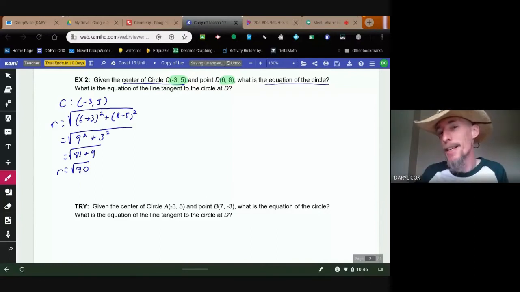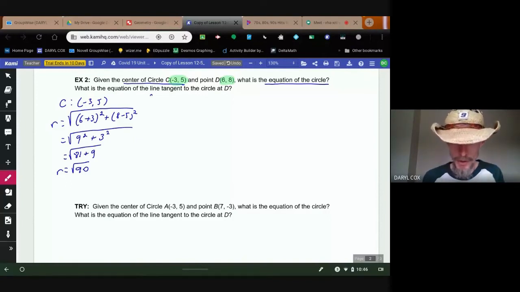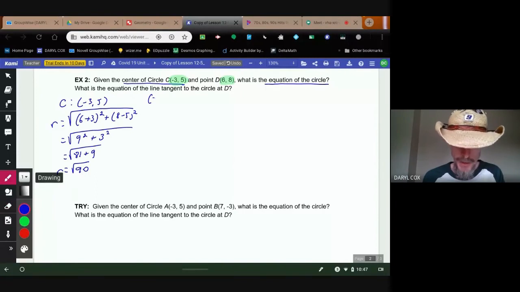Now, they didn't ask me for the exact radius. I'm going to leave it as square root of 90 because I already know what's coming up. Watch what happens when I leave this as square root of 90 and use it in my circle formula. Remember, my circle equation is x minus h squared plus y minus k squared equals r squared.